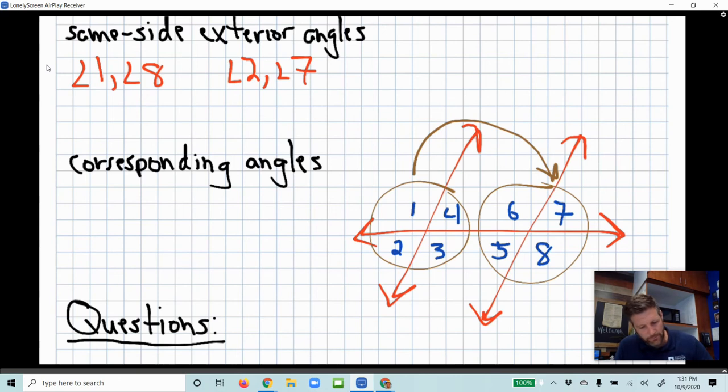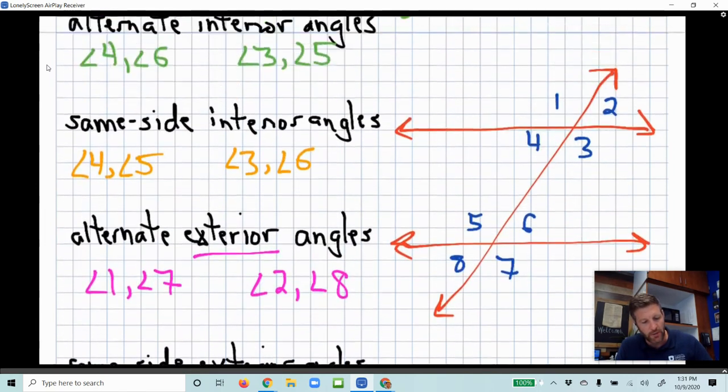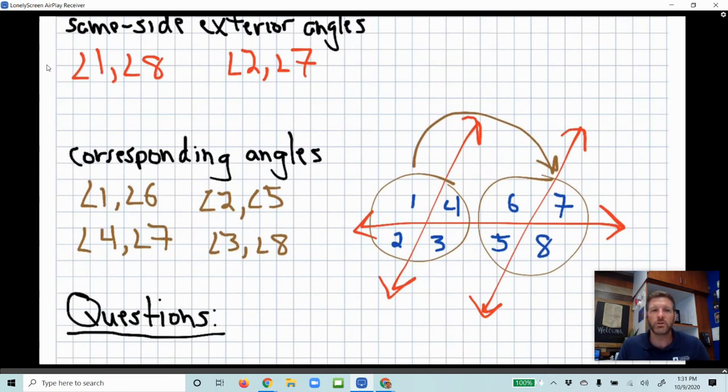Again, angle 1 with angle 6, angle 2 with angle 5, angle 4 with angle 7, and angle 3 with angle 8. Those are your corresponding angles. And in 3.2, you're going to find out that they have special relationships, in terms of how they might equal each other and things like that. But in 3.1, you just want to learn the different names and be able to pick them out of a transversal.